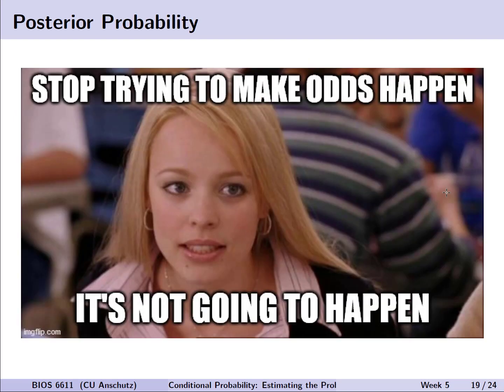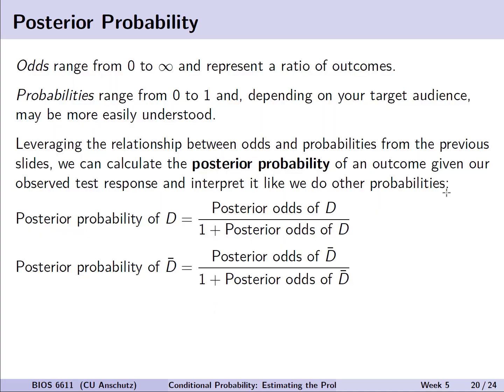Now this leads us to the idea of posterior probability, because honestly, I find odds to be a somewhat challenging thing to interpret and explain, and I have to think about it every time I try to decipher what they're trying to say. That's because odds range from 0 to infinity, and they represent that ratio of outcomes. Many people prefer probabilities because they range nicely from 0 to 1, and most often they have a more intuitive understanding, or at least we encounter them more in our daily life.